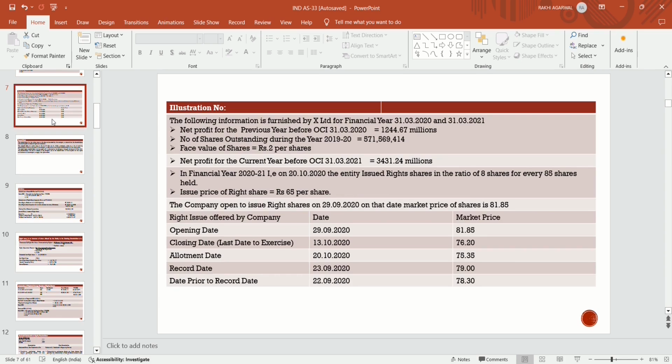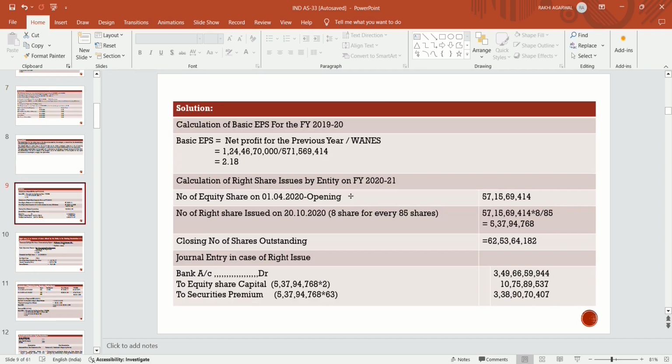The entity issued rights shares in the financial year 2021, that is in the next year, on 20th October 2020. On that date they issued shares in the ratio of 8 shares for every 85 shares held. Now the calculation of the rights issue by the entity for the financial year 2021. Number of existing shares: 57 crores 15 lakhs 69,414, and for every 85 shares they will get 8 shares. So the number of rights shares issued on 20th October 2020, 8 shares for every 85 shares, is 57 crores 15 lakhs 69,414 divided by 85 into 8.